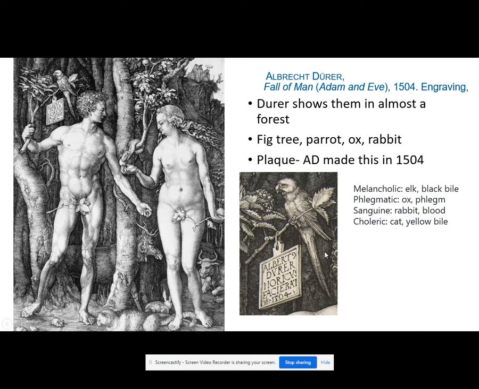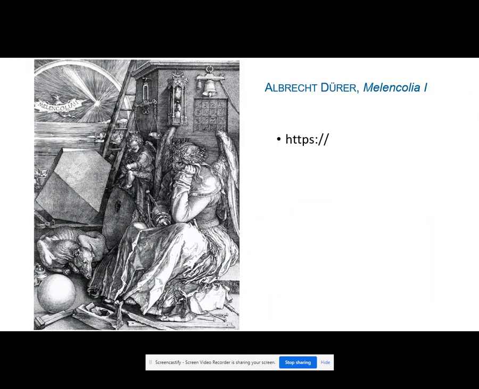And all of these have to do with the humors. This was a scientific thing that was very popular in Europe at the time. You had one of these personalities. You could be melancholy, phlegmatic, sanguine, or choleric, and then these animals would represent that.